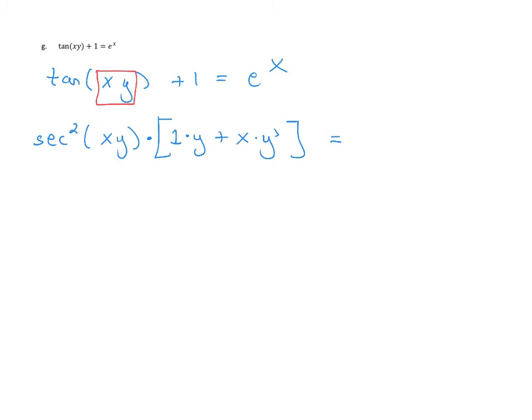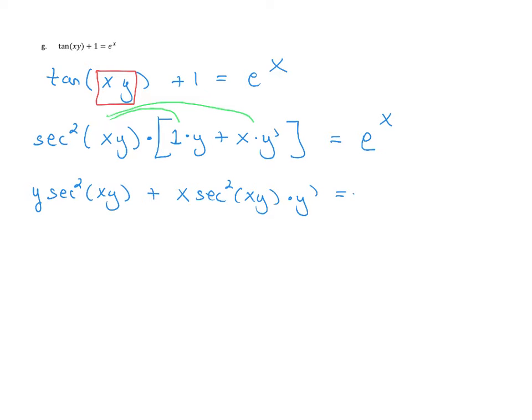The 1 has a derivative of 0, and on the right side of my equation, the derivative of e to the x is e to the x. And I'm going to multiply this to both terms in the parentheses. This is not the only approach to take, but that's just the first thing that jumped out at me. When I do that, I get y times secant squared of xy plus x secant squared xy times y prime is equal to e to the x.